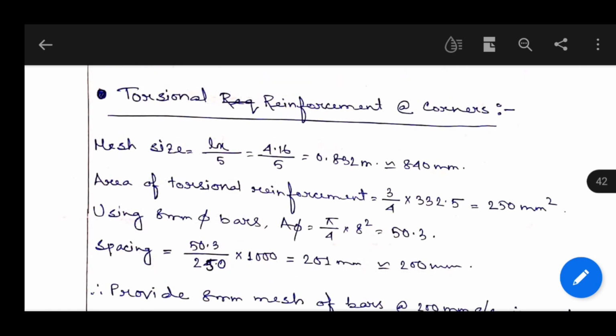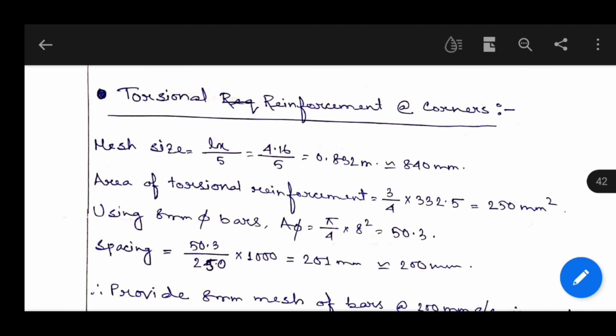So the next step is torsional reinforcement at corners. In case of a two-way slab, in every corner torsional reinforcement or corner reinforcement has to be provided to resist the torsional moment which comes in a two-way slab. So as per IS code consideration, mesh size is Lx by 5, that is equal to 4.16 by 5, that is equal to 0.832 meter, which is equivalent to 840 mm.